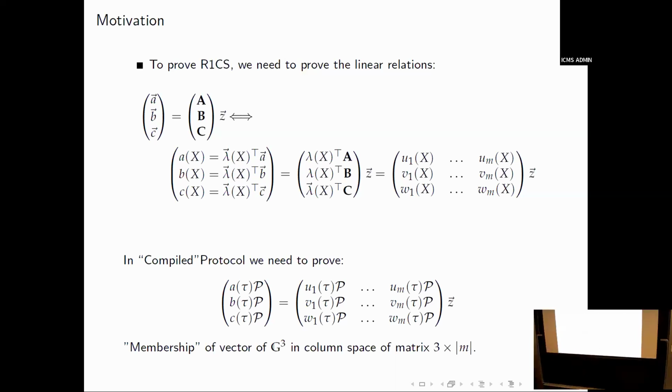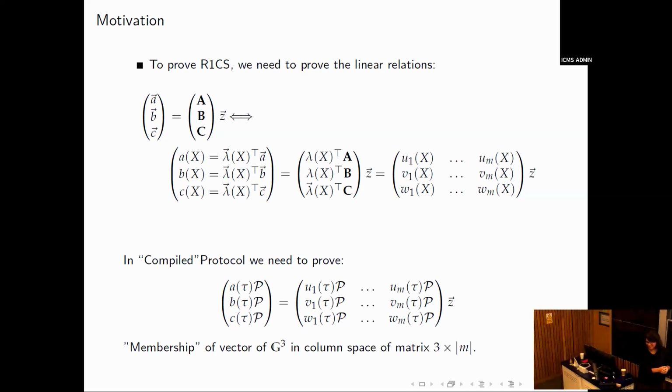Why did you say U1 rather than A1? Why did you rename A? Because of tradition of Groth16. Tradition. No, of Groth16. Yeah.